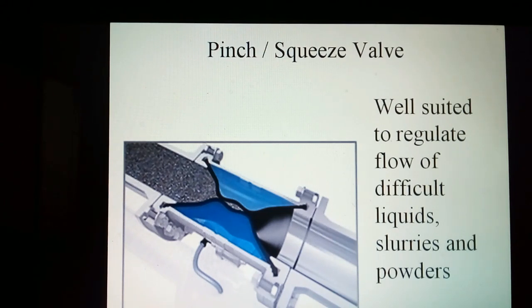Pinch valve is also suited to regulating flow of difficult liquids, slurries, and powders. Complete closure is possible, but tends to rapidly wear the flexible tube, unless it is of special design.